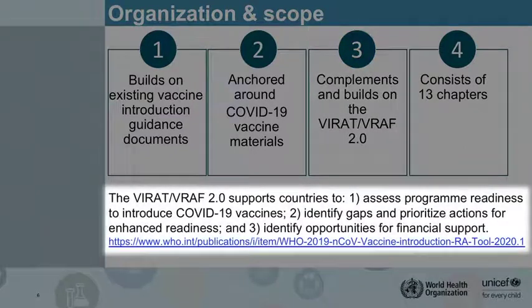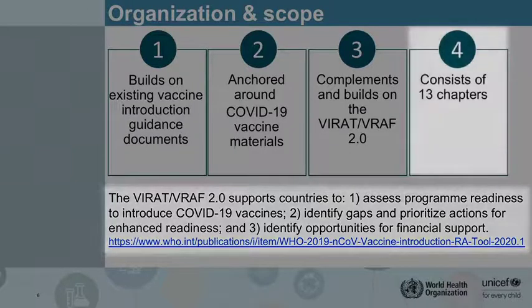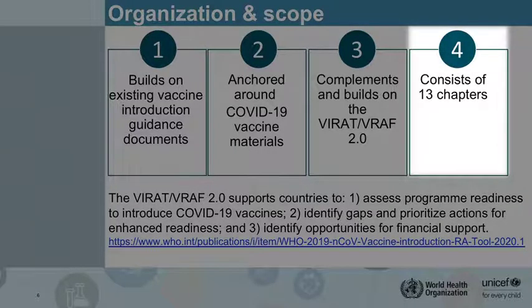The VRAF version 2.0 supports countries in assessing program readiness to introduce COVID-19 vaccines, identifies gaps and prioritizes actions for enhancing that readiness, and identifies opportunities for financial support. The VRAF can be found at the link at the bottom of the slide. The NDVP consists of 13 technical chapters, which I will review briefly in a following slide.